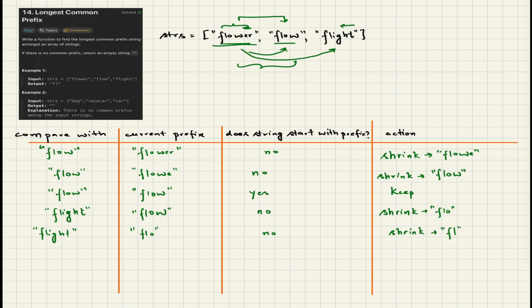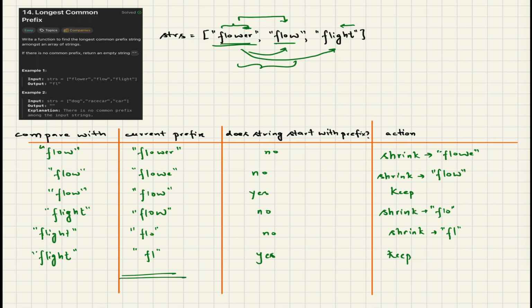After shrinking, it becomes FL. So now I have flight, and I have to compare it with the current prefix, which would be FL because we have shrunk it. Now does FL exist in flight? Yes, it exists. We'll keep this and we'll return it. So the answer for this is nothing but FL. FL is the prefix which is present in each and every string of this array. So yeah, this is the solution for longest common prefix.